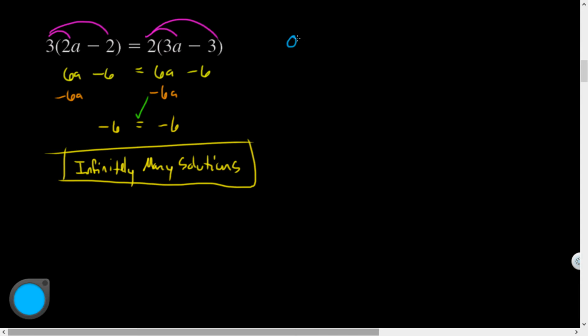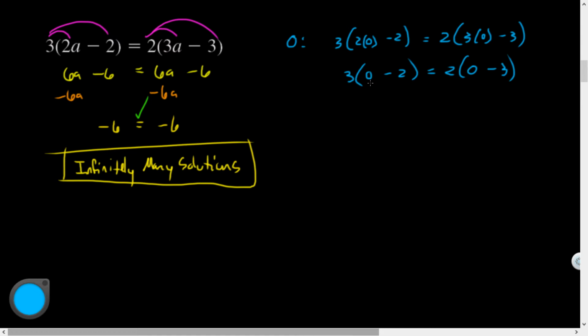Let's try 0. I'll plug in 0. 3 times 2 times 0 minus 2. Is that equal to 2 times 3 times 0 minus 3? Okay, 2 times 0, what's that? 3 times 0, what's that? 0. 0 minus 2 is -2. 0 minus 3 is -3. 3 times -2 is -6. 2 times -3 is -6. It works.